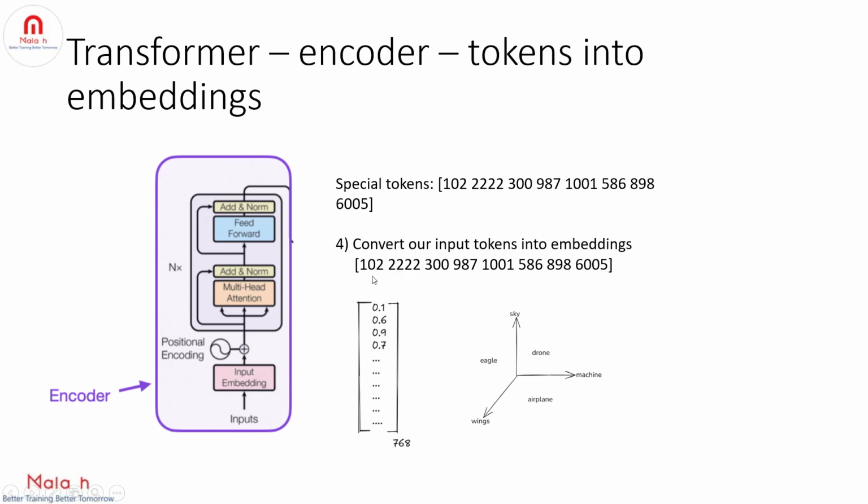So that is what will happen once the input is converted to input embeddings. And we have a total of 8 tokens. So we will have a total of 8 embeddings with a vector size of 768. That is, every embedding will be of size 768 dimensions.